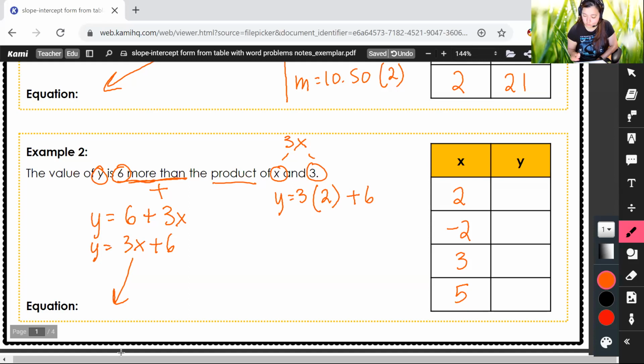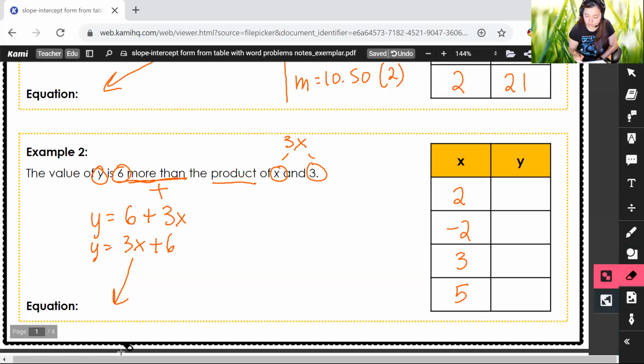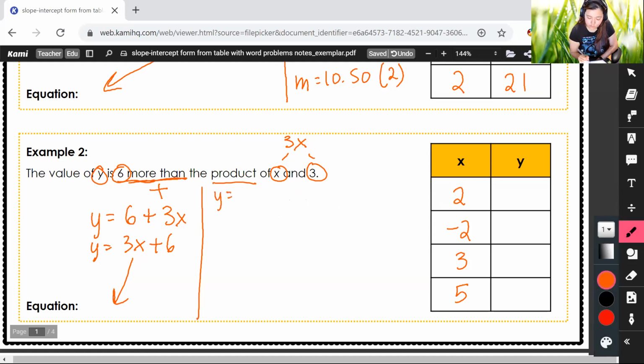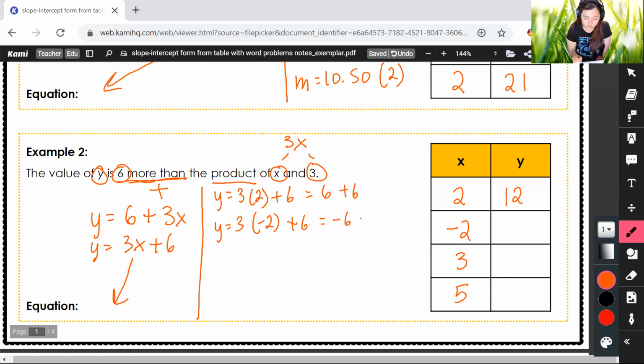Okay. Well, maybe I should have given myself a little bit more space because this is a little more complicated. All right, so I'm going to move this over here. Y equals 3 times 2 plus 6. There we go. Now I have some more space. 3 times 2 is 6. So we have 6 plus 6. That is 12. Next one, y equals 3 times negative 2 plus 6. That is negative 6 plus 6. That is 0.